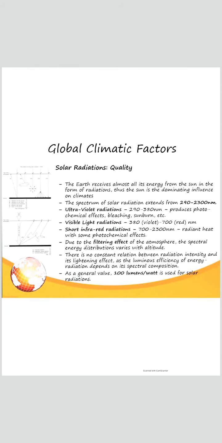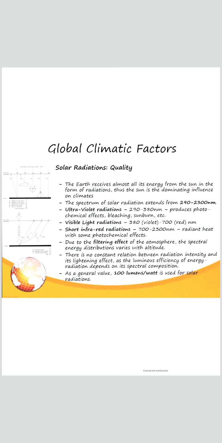Next is the solar radiation's quality. The earth receives most of its energy from the sun in the form of radiation. The spectrum of solar radiation extends from 290 to 2300 nanometers, in which 290 to 380 nanometers is the ultraviolet rays, 380 to 700 is the visible rays, and 700 to 2300 nanometers are the short infrareds.